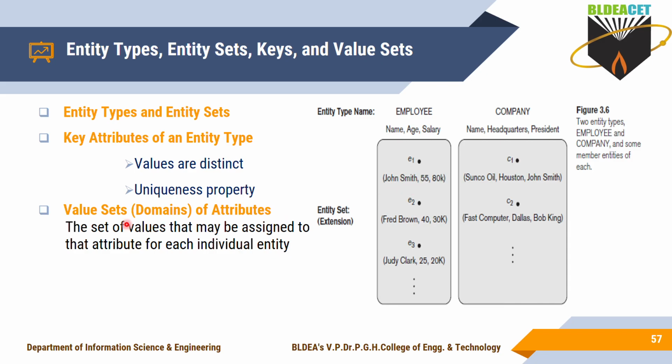Next is the value sets or domain of the attributes. This is the set of values that may be assigned to that attribute for each individual entity here. So now here John Smith, 55, 80K. All these are what? Values. These are the set of values for the attributes. For the name, John Smith is the value, for the age, 55 is the value, and for the salary, 80K is the value here. So this set we call a value set here. Okay.